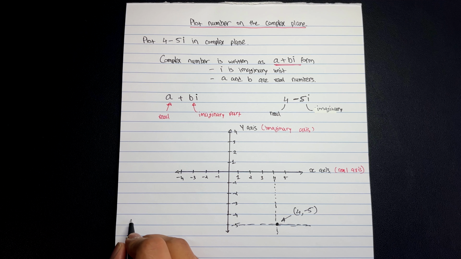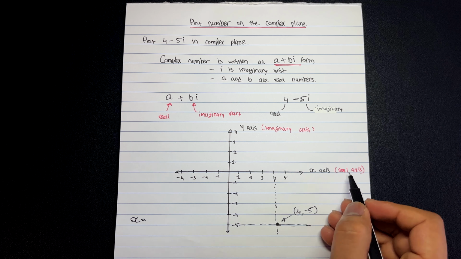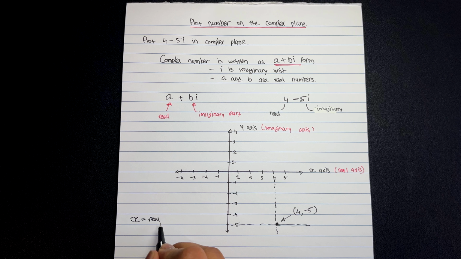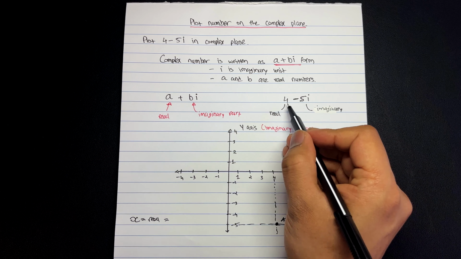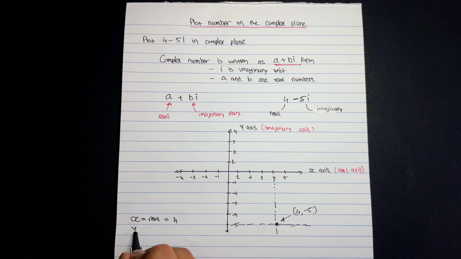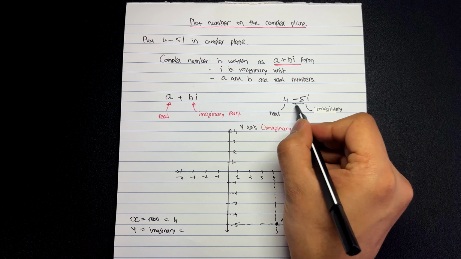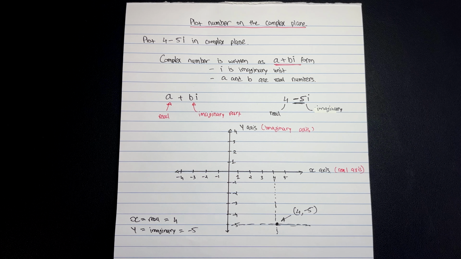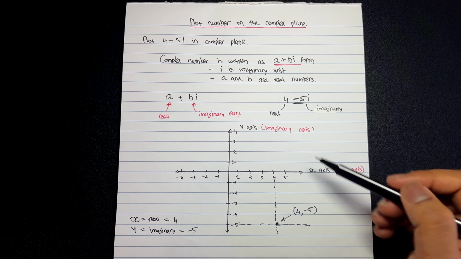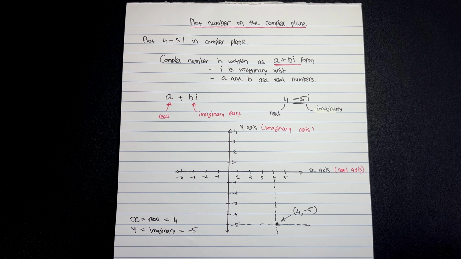So basically, x-axis, which is the real, we plot 4, and y-axis, which is the imaginary axis, was negative 5. And there you go, that's how you plot numbers on complex planes.